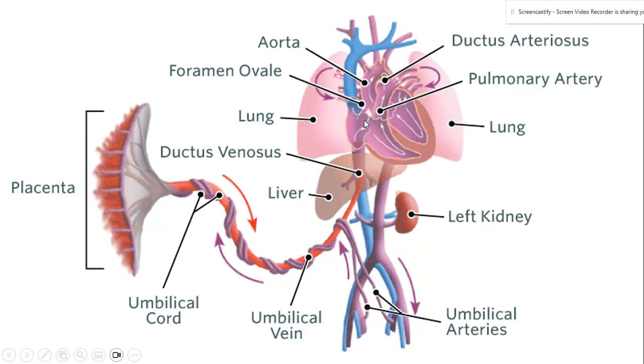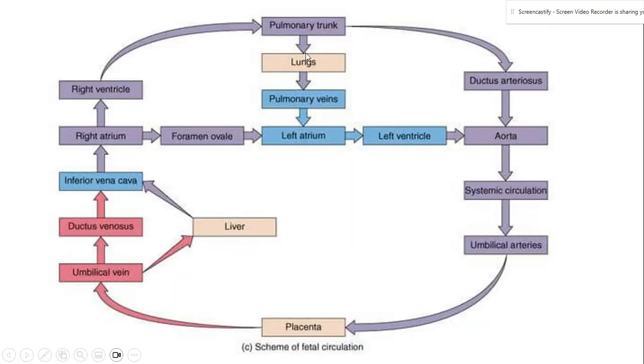Ductus arteriosus, pulmonary artery, lung, left kidney. We have umbilical arteries. We have the liver. We have the ductus venosus. We have lungs. We have the foramen ovale. We have the aorta right here. So basically, the blood is flowing, and the blood is flowing back to the mother's heart. Okay. Pulmonary trunk, lungs, pulmonary veins, left atrium.